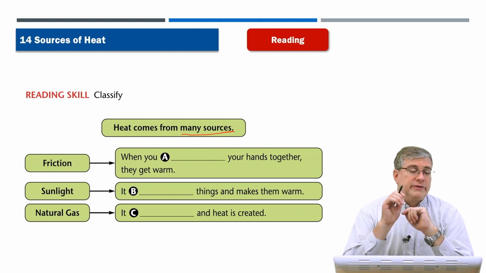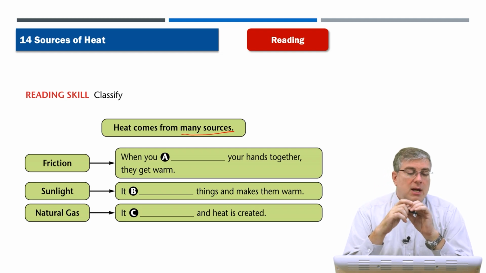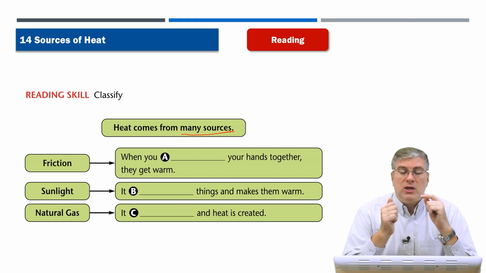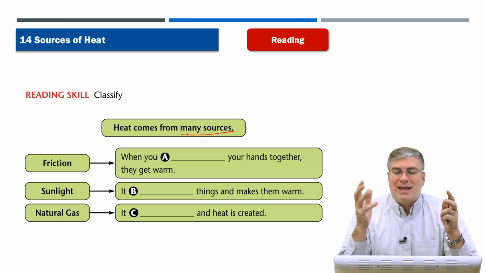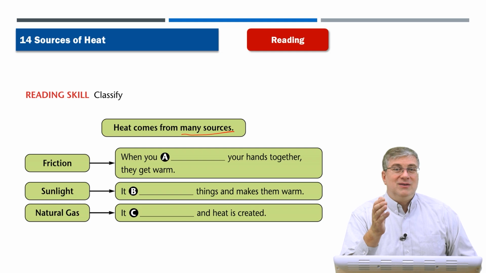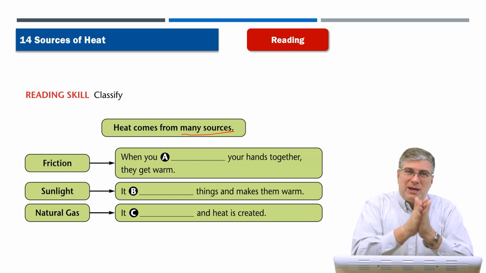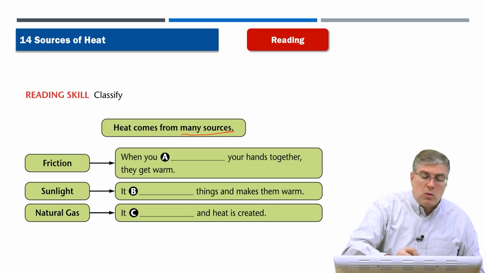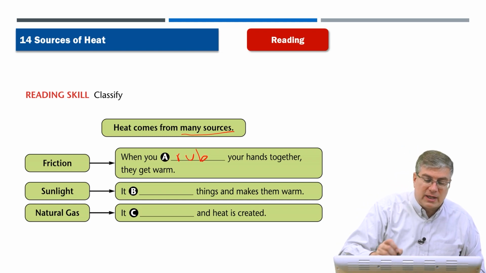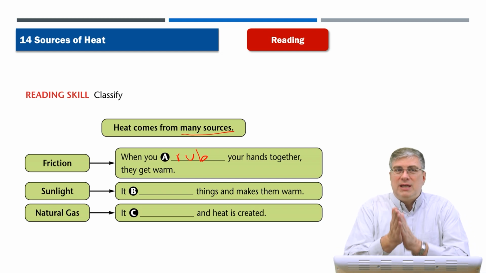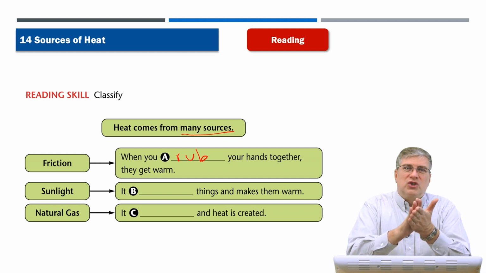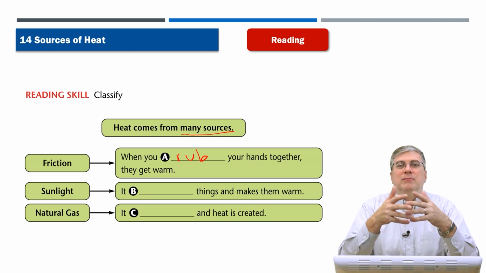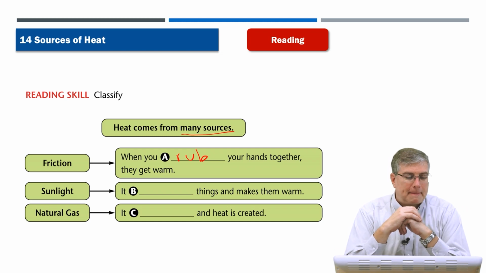What is the first source, or the first classification? We have friction. That is one of the sources of heat. When you rub your hands together, they get warm. We talked about this, especially in the wintertime, right? You want to make your hands warm? Well, you rub your hands together. So rub means to push one object against another object, back and forth to make friction, to make heat, to make warmth.